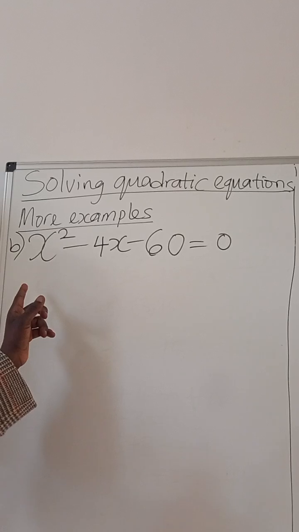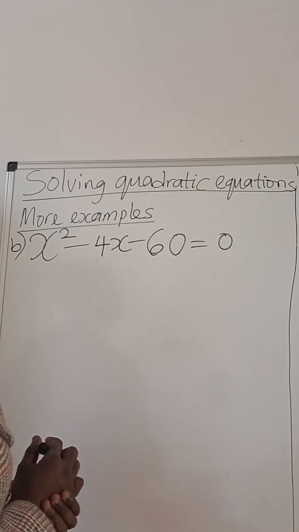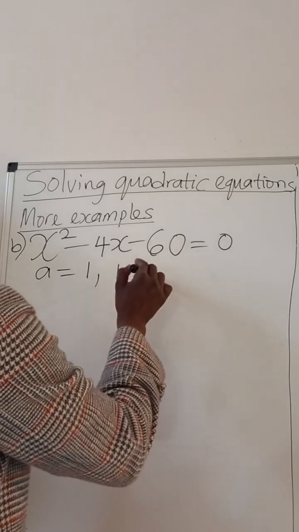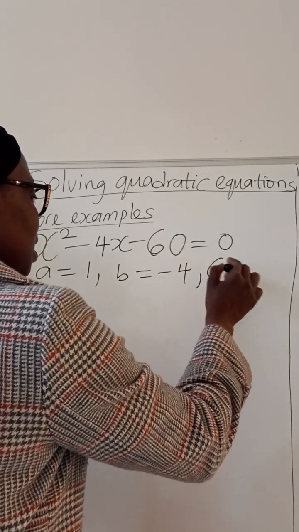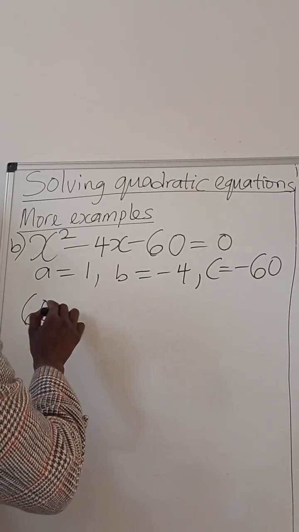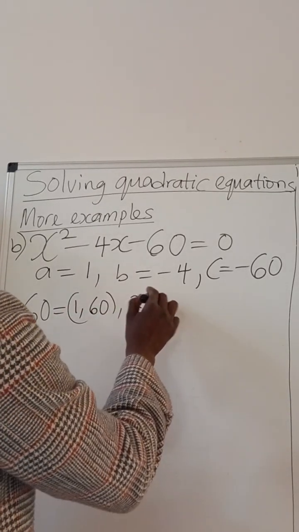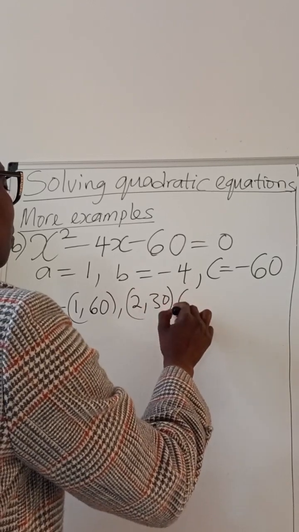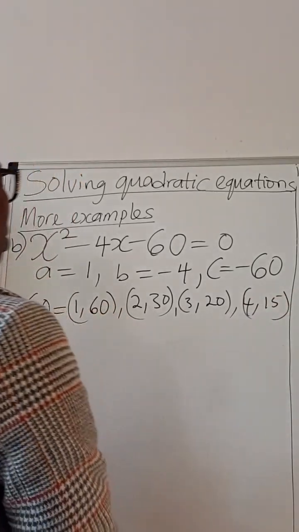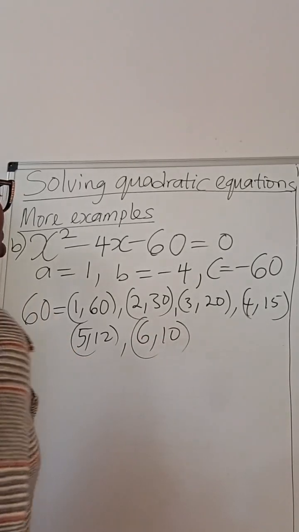We move to the next question, that is the second. Now, solving the second quadratic equation, we have x squared minus 4x minus 60 equals 0. In this particular question, A is 1, B is minus 4, and C is minus 60. The factors of 60 are 1 by 60, 2 by 30, 3 by 20, 4 by 15, 5 by 12, 6 by 10, and so on.